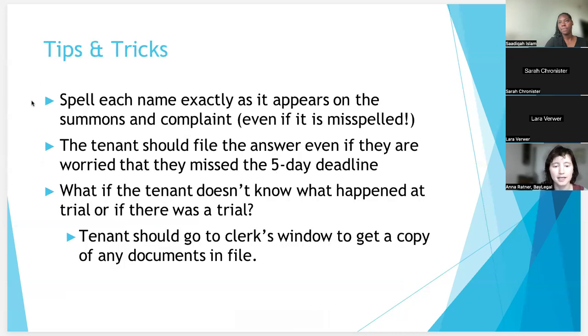Next slide. Tips and tricks: spell names the way they're spelled on the complaint, even if they're not right. Answer even if you think you've missed the deadline. If the tenant isn't sure what's going on, go to the court clerk and ask for a copy of any documents.